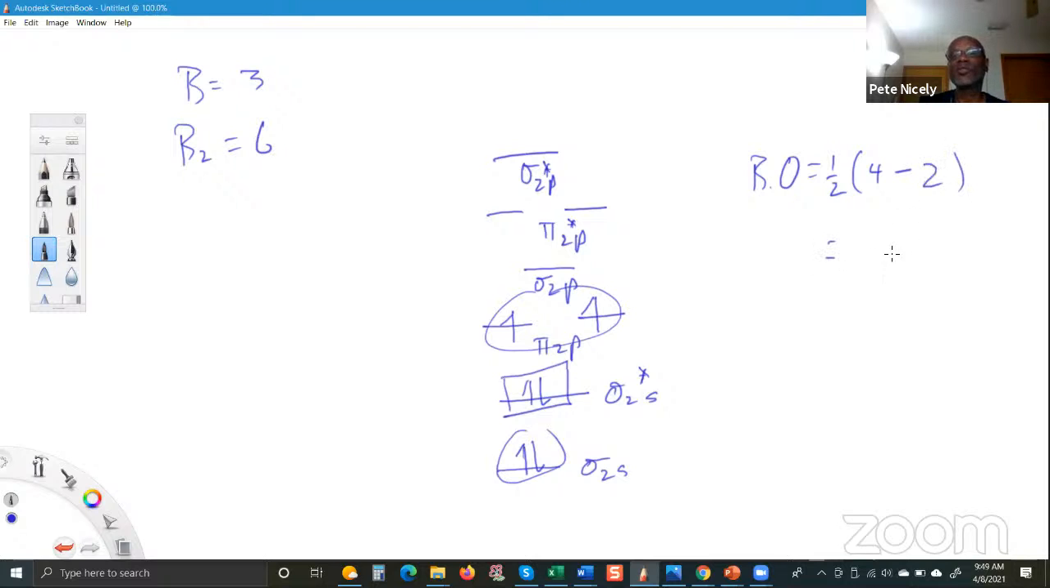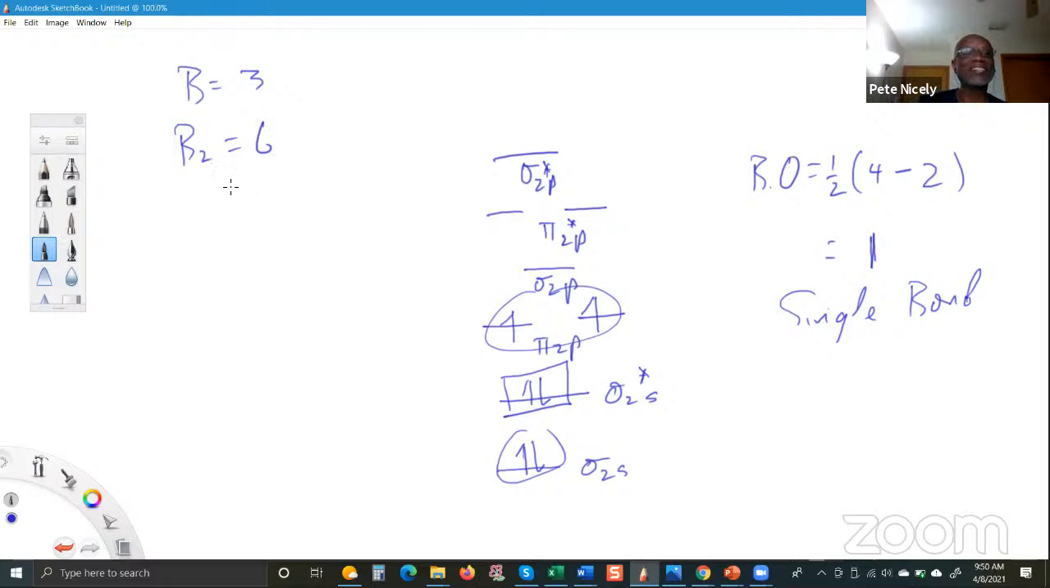So this gives you a grand total of half of 2, which will be 1. Therefore, the bond order is 1, which means that there will be a single bond in the case of the boron diatomic molecule. All right, so that's what happens in that case.